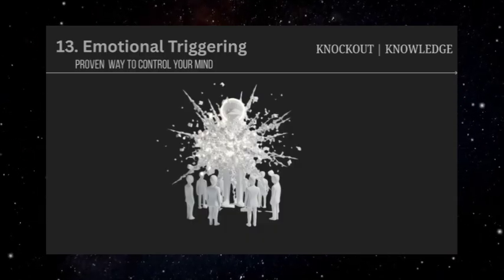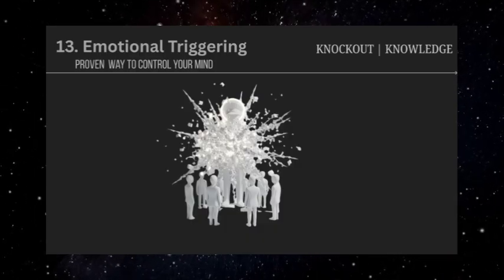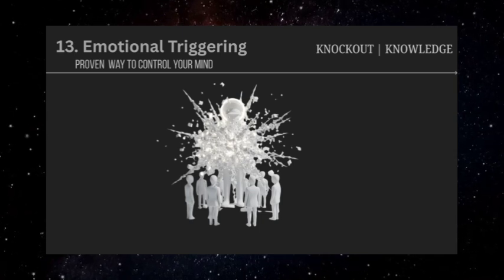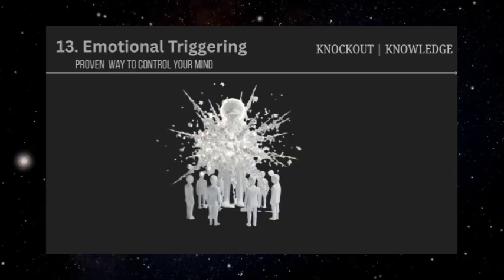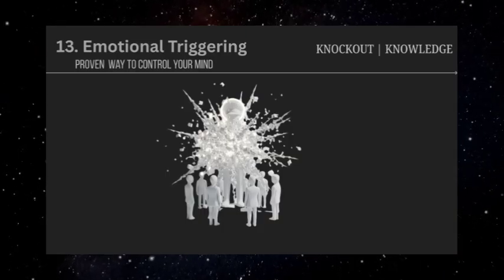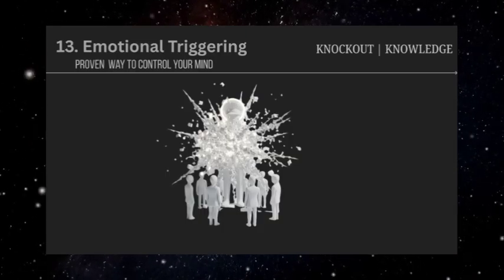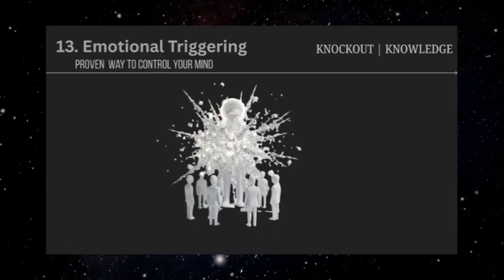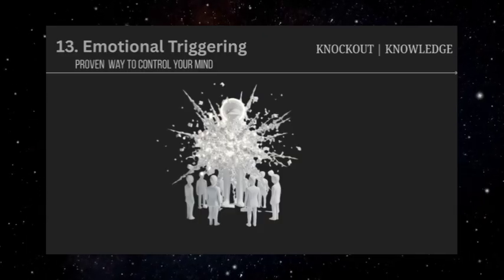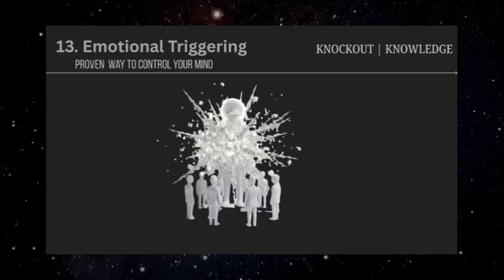13. Emotional triggering. Use words that spark strong emotions. Emotional triggering is the deliberate use of specific words, phrases, or concepts designed to provoke intense emotional reactions that bypass rational thinking. When someone is in the grip of strong emotions, whether anger, fear, excitement, or sadness, their ability to think critically and make careful decisions becomes significantly impaired.